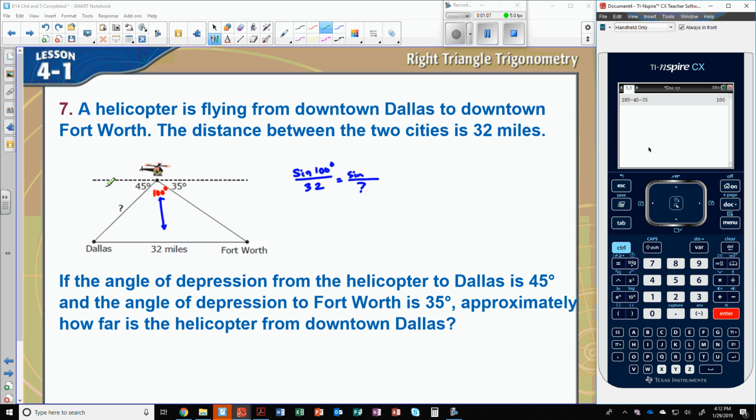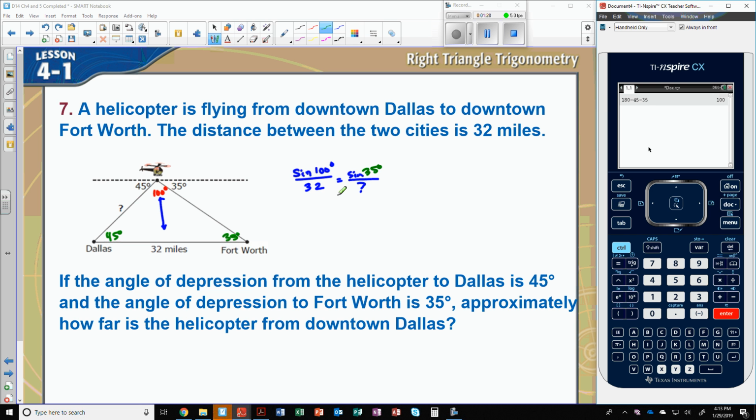Alternate interior angles say that if you have two parallel lines and a transversal touching both of them, and we have 35 on this side of the line, it'll flip over and this would be 35 here. And so that's a 35-degree angle. The same is true over here, this would be a 45-degree angle. So 35. So I would put a sine of 35.